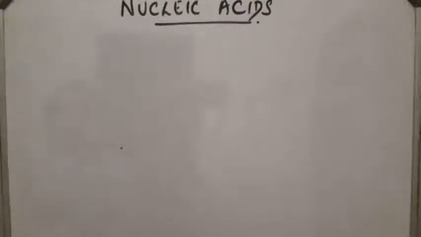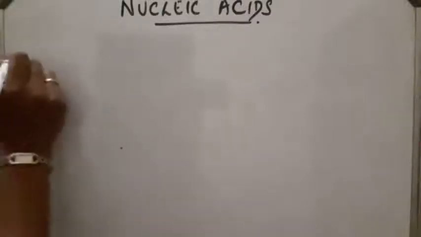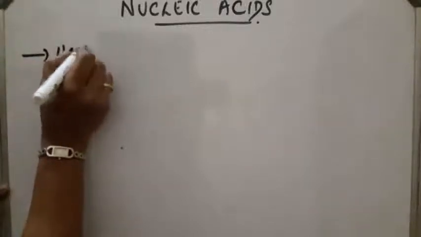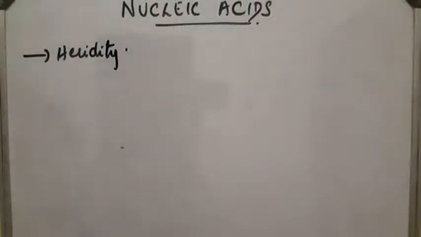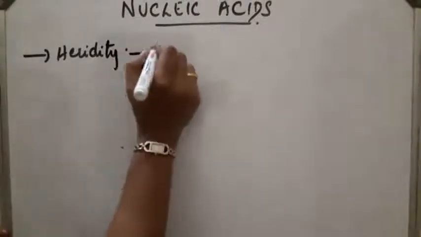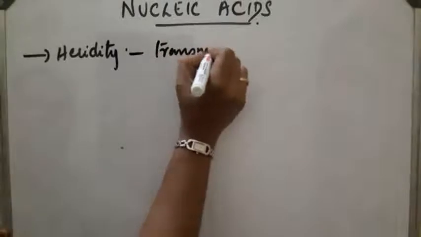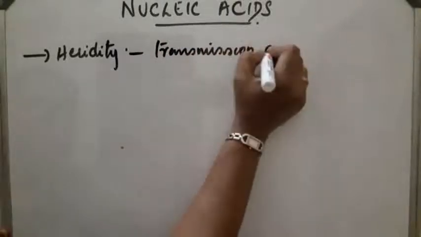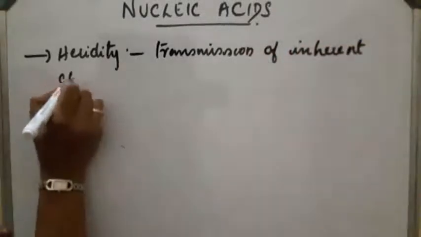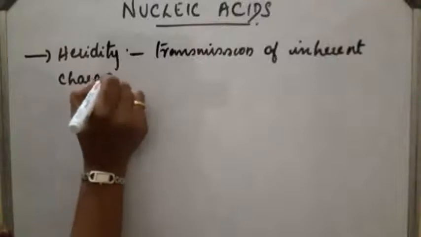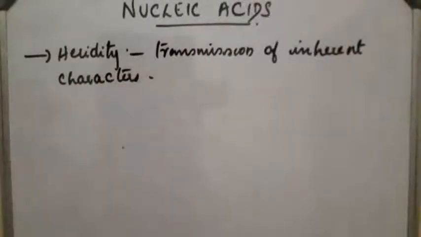Nucleic acids. Nucleic acids are related to heredity. Heredity means the nucleus of a living cell is responsible for the transmission of inherent characters, that is, the characters which are transmitted from one generation to another generation. So, the nucleus of a living cell is responsible for this transmission. This is called heredity.